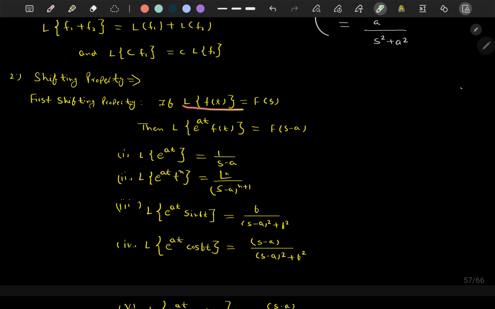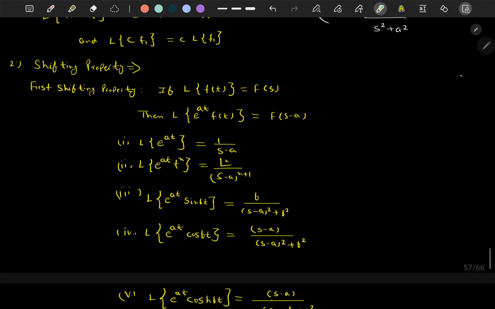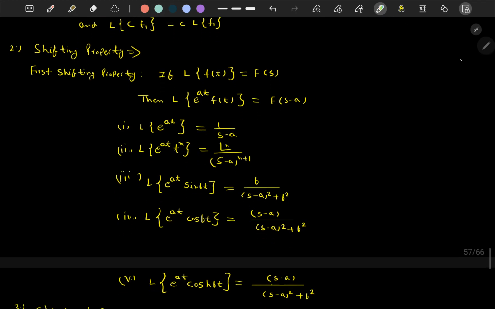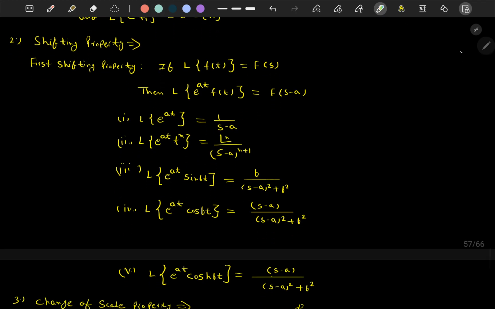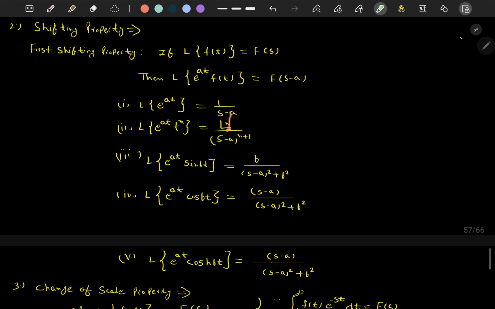Suppose we have a function, and we want to calculate e raised to power at multiplied by this function, then what will we have? We have F of s minus a, as I explained earlier. Simply L of e raised to power at equals 1 by s minus a. And L of e raised to power at multiplied with t raised to power n — we know that for the function t raised to power n, it is factorial n divided by s raised to n plus 1, right? So L of e raised to power at t to the n becomes factorial n divided by s minus a to the n plus 1. Combined, we get these.